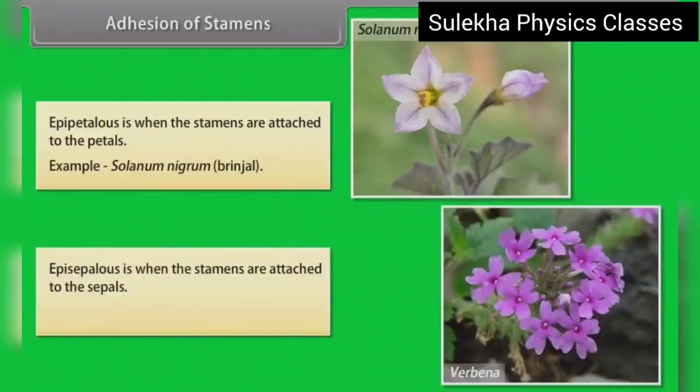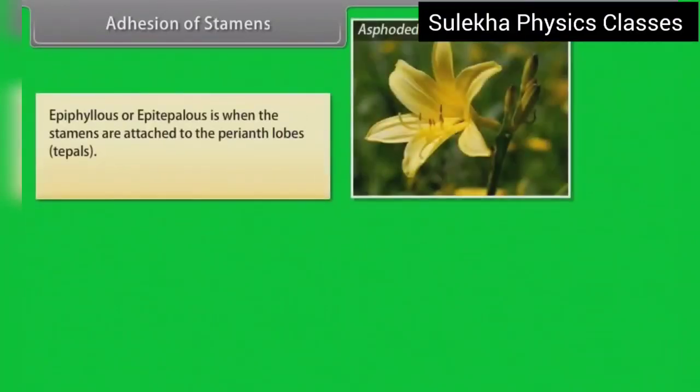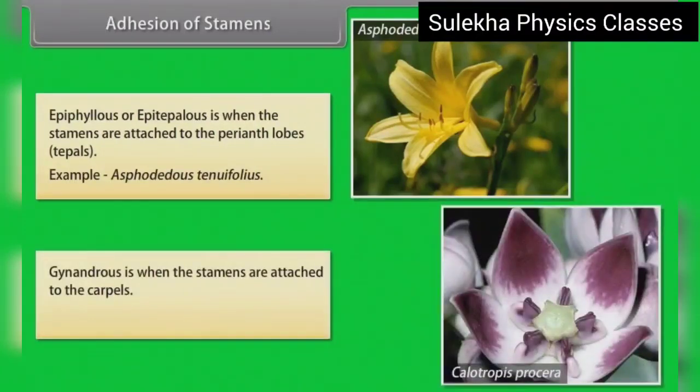Episepalous is when the stamens are attached to the sepals. Example, Verbena. Epiphyllous or epitepalous is when the stamens are attached to the perianth lobes, tepals. Example, Asphodelus tenuifolius. Gynandrous is when the stamens are attached to the carpels. Example, Calotropis procera.